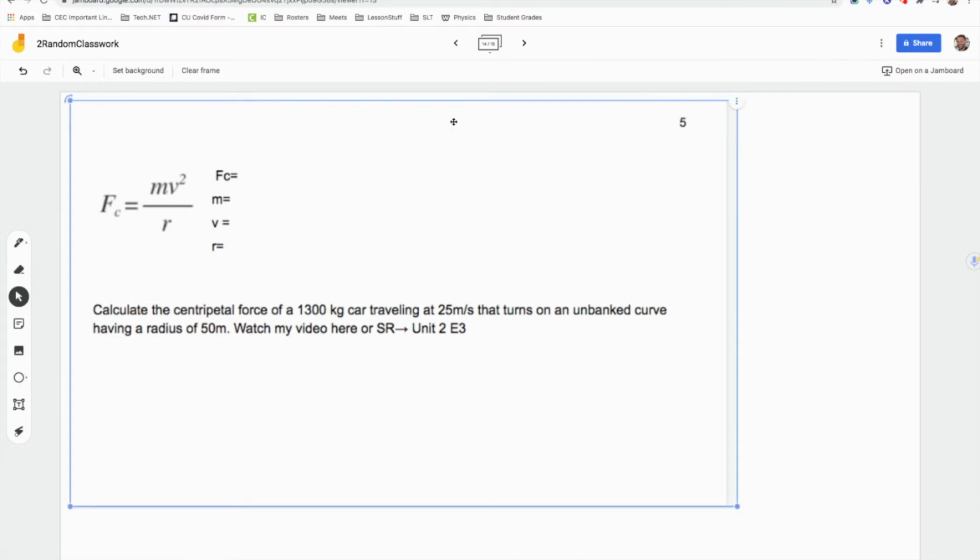So for centripetal force, the units, as we know, it's a force, right? So force is measured in newtons. Mass is going to be measured in kilograms. Velocity, now notice we square that, is measured in meters per second. That's the base unit, the SI unit.